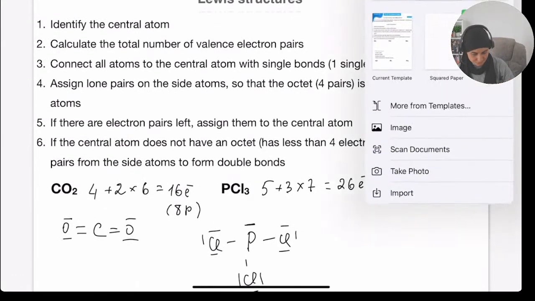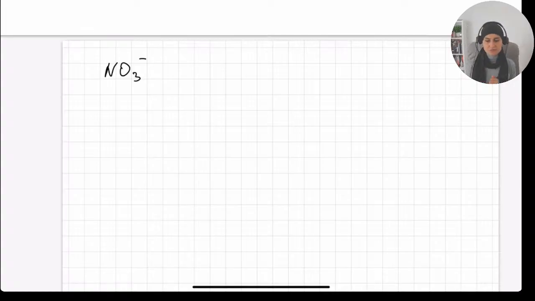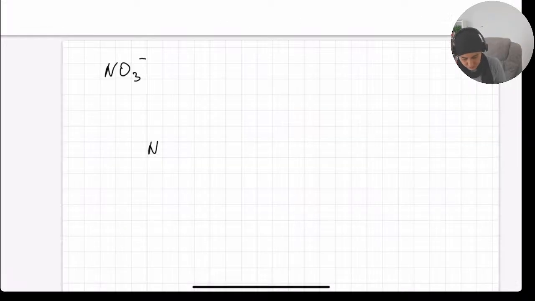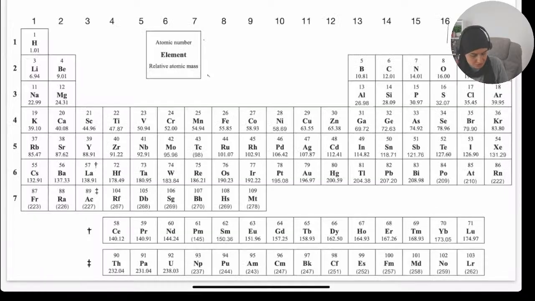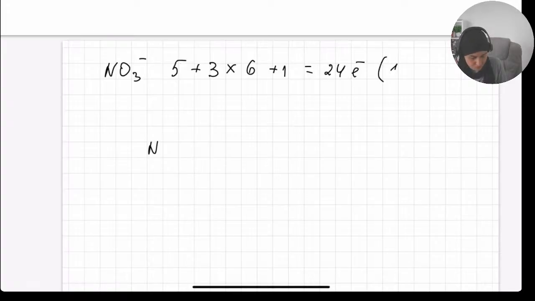Let's see if that would work for us. Let's do it for NO3 minus. By the way, what is the minus? The minus just means that you have to add 1 extra electron. Nitrogen is the central atom. Now I'm counting the valence electrons. Nitrogen is group 15, so 5 electrons in the outer shell, so 5 plus 3 times oxygen, which is 6, and 1 more because it's minus 1. That is 24, and that's 12 pairs.